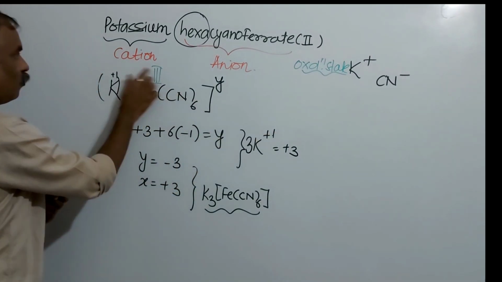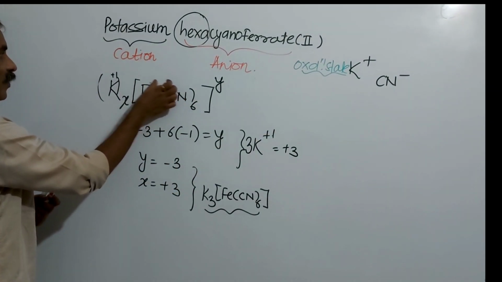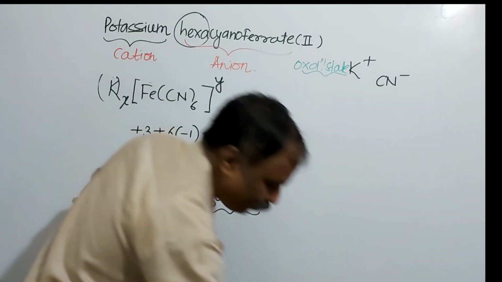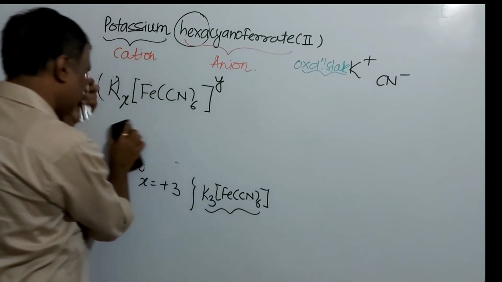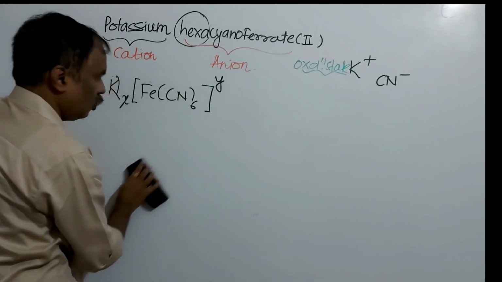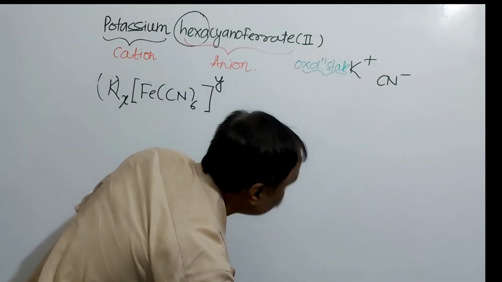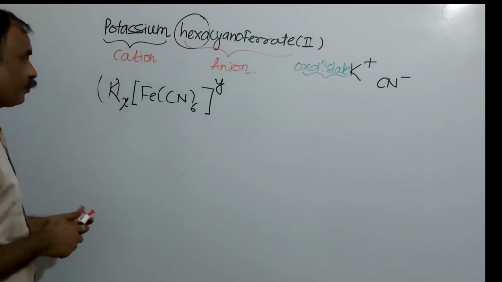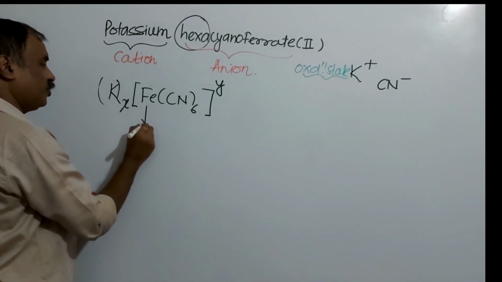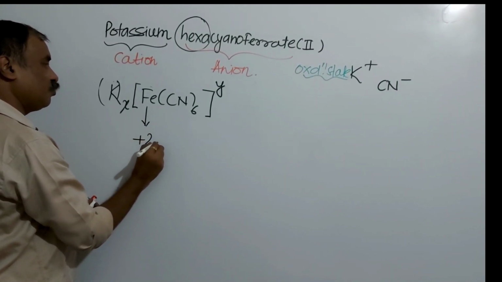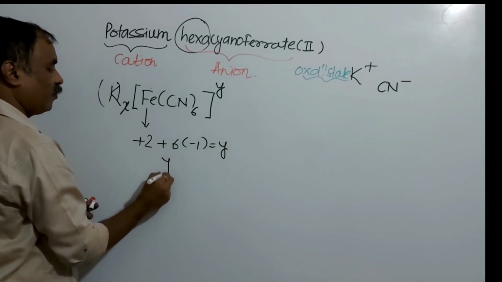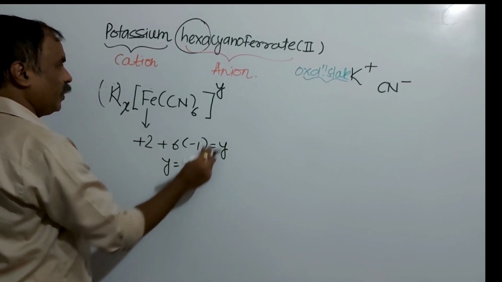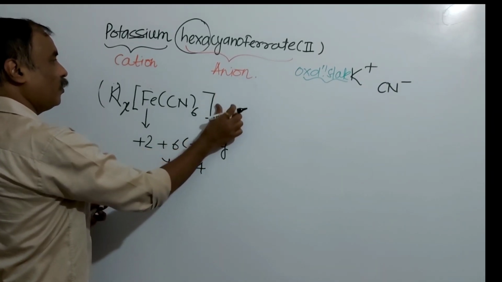Now, here we have to calculate again the value of x and y. Addition of oxidation numbers equals the charge on that square bracket. Here the oxidation number of iron is given, it is 2. So 2 plus 6 into minus 1 equals y, and y equals minus 4. The total negative charge on this square bracket is minus 4.